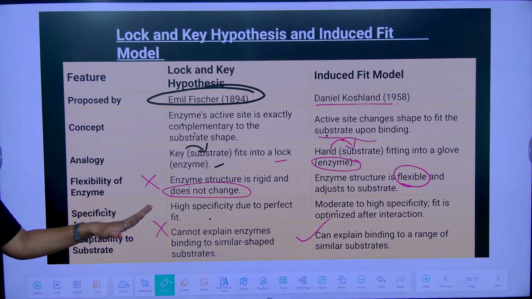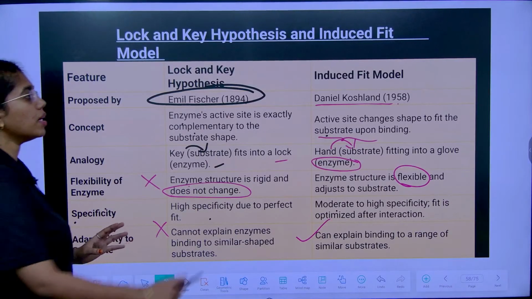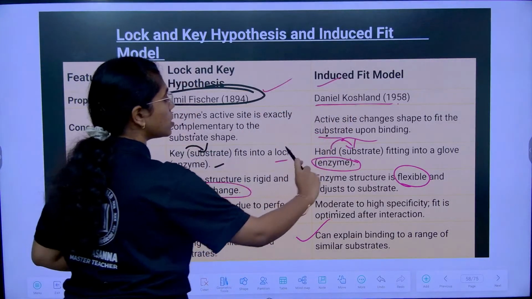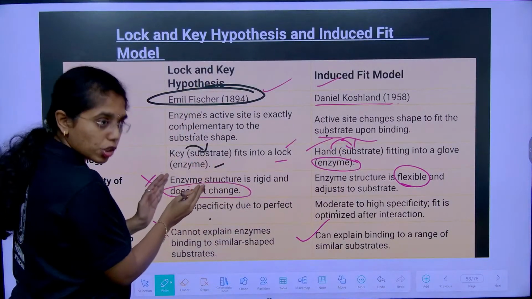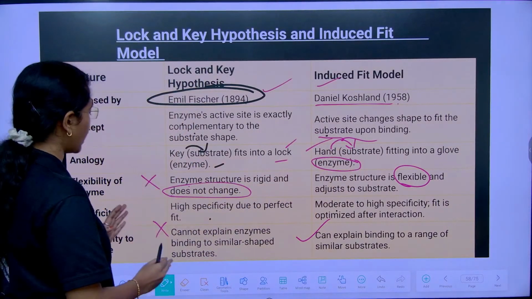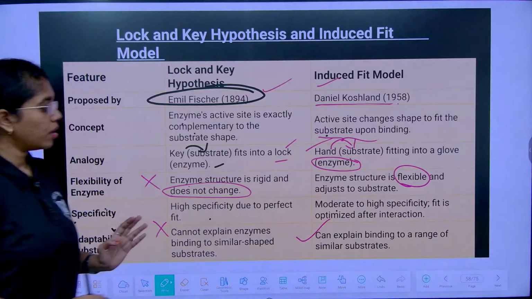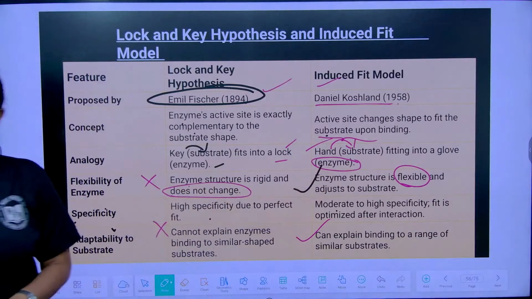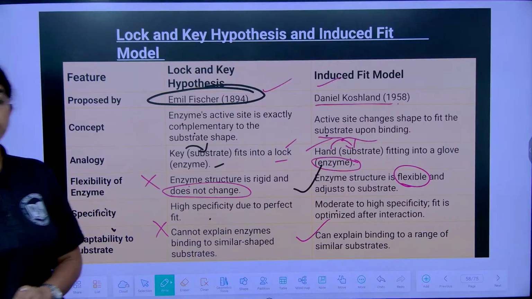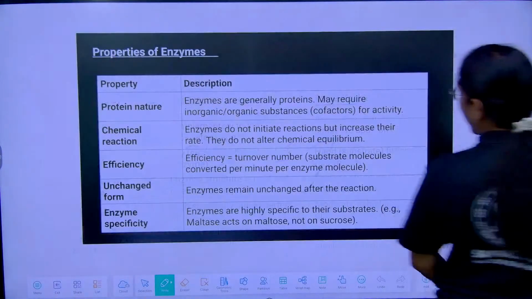So these are the basic differences, of which what you have to remember is the scientists who proposed each model, what you are assuming the enzyme and substrate to be like, and the flexibility, that's all. This is the mechanism of enzyme action.